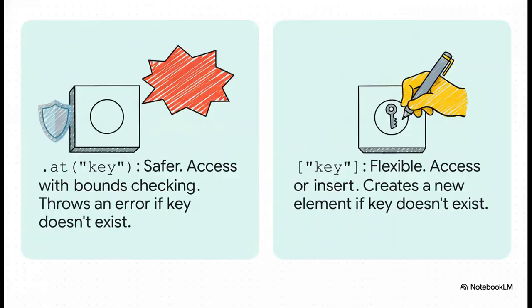It's awesome. Now, you do have a choice to make when you're getting data out. You see, it's all about choosing the right tool for the job. If you just want to read a value, and you are absolutely positively sure that key exists, use .at. It's safer, it'll yell at you with an error if you're wrong. But if you want to either grab an existing value or create a new one if it's missing, those square brackets are your best friend.